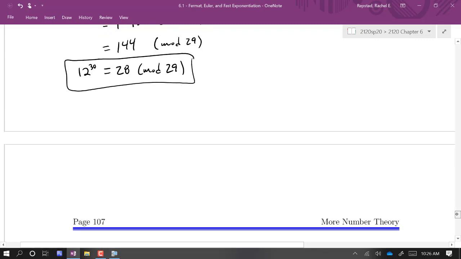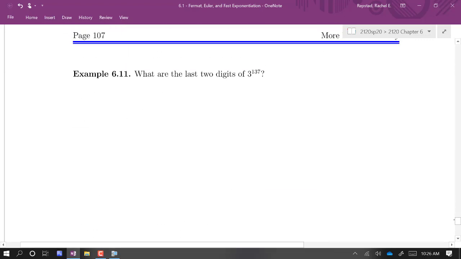Okay. Let's try one more. Let's say we want to know what are the last two digits of 3 raised to the 137 power. So if we want the last two digits, that means that we want to know what this is mod 100. So we want the value of 3 to the 137 power, mod 100.